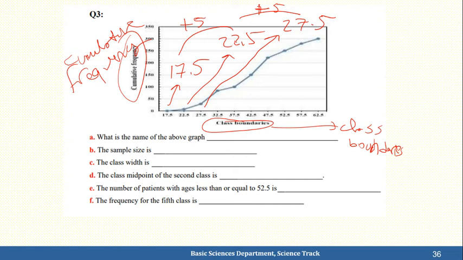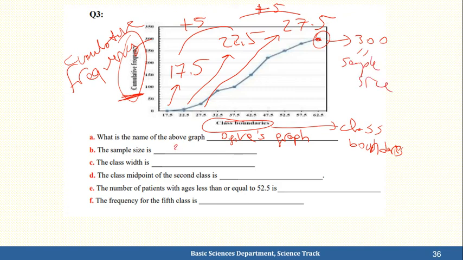Now this is the Ogive graph, because we are using the cumulative frequency here, the Ogive graph, or cumulative frequency graph. As for the sample size, in the cumulative frequency the last point you got, the last height, is the sample size here, which is 300. This is the sample size.